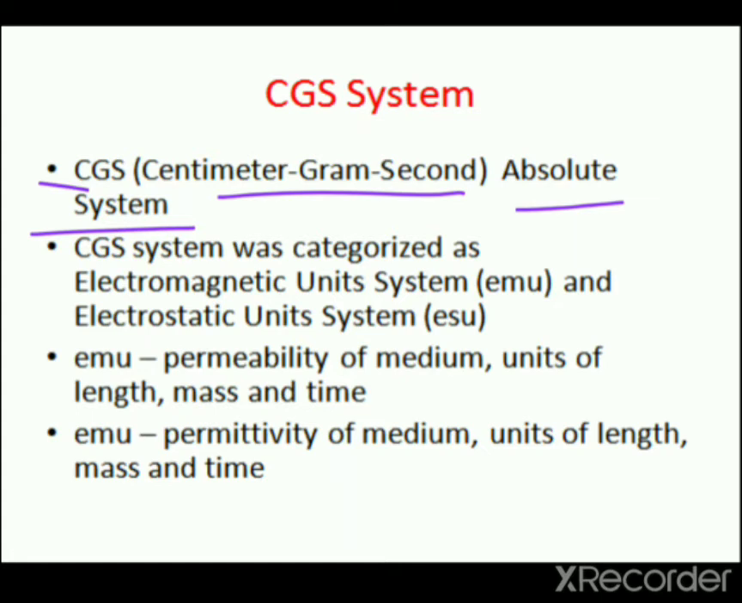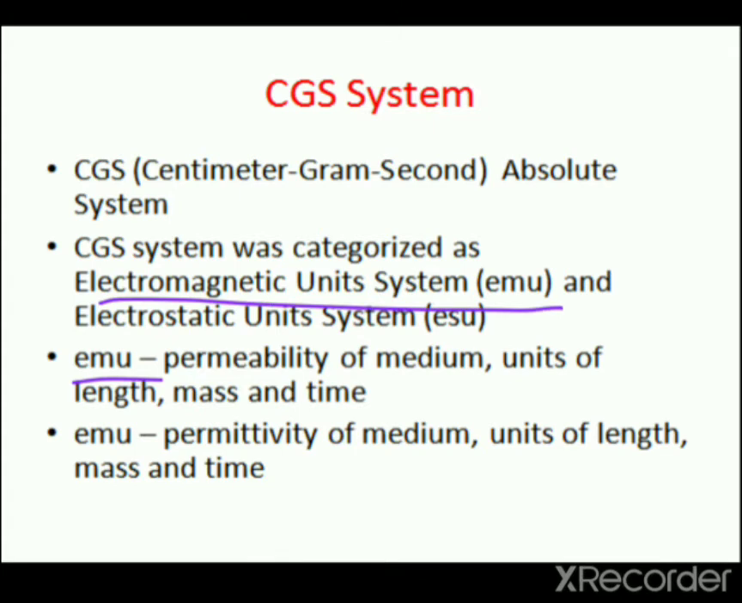They are named absolute system as all the physical quantities could be expressed in terms of the three fundamental units. The CGS system was categorized as electromagnetic units system or EMU and electrostatic unit system or ESU.